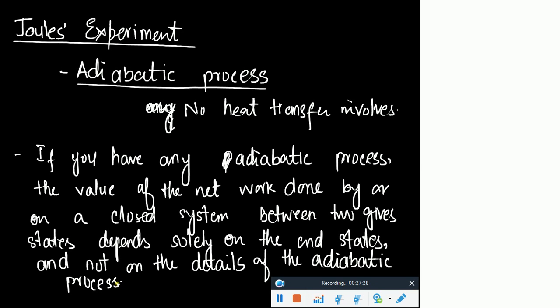Now, do you understand that? So the point is, it does not matter which path you follow to go from state 1 to state 2. Whether you go like this, like this, like this, does not matter. The only thing that matters is the end states, right? So we can say that in an adiabatic process we can ignore the process by which we go from state 1 to state 2. That's what it means.